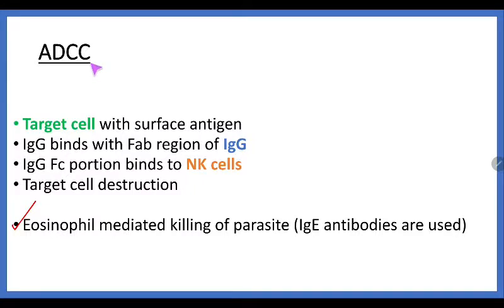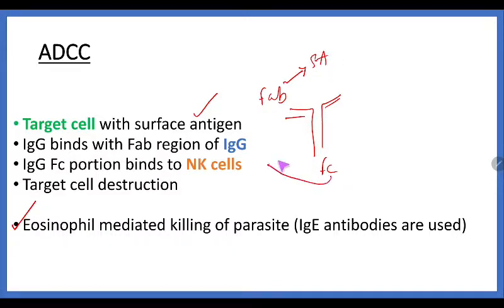And now coming to ADCC. ADCC is actually antibody dependent cellular cytotoxicity. Very simple. There will be a target cell with a surface antigen, to which binds the IgG. As we know, the IgG is basically like this. It has a Fab region and an Fc region. The Fab region is bound to the surface antigen.